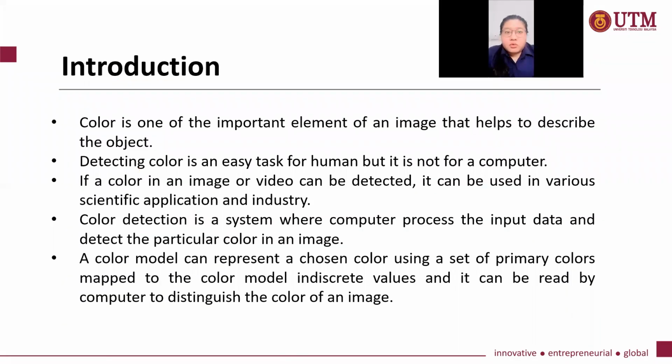Introduction. As we know, color is one of the important elements of an image that helps to describe the object. Detecting color is an easy task for humans, but it's not for the computer. If a color in an image or video can be detected, it can be used in various scientific applications and industry. Color detection is a system where the computer processes input data and detects a particular color in an image. A color model can represent a chosen color using a set of primary colors mapped to the color model. It describes the value and it can be read by the computer to distinguish the color of an image.